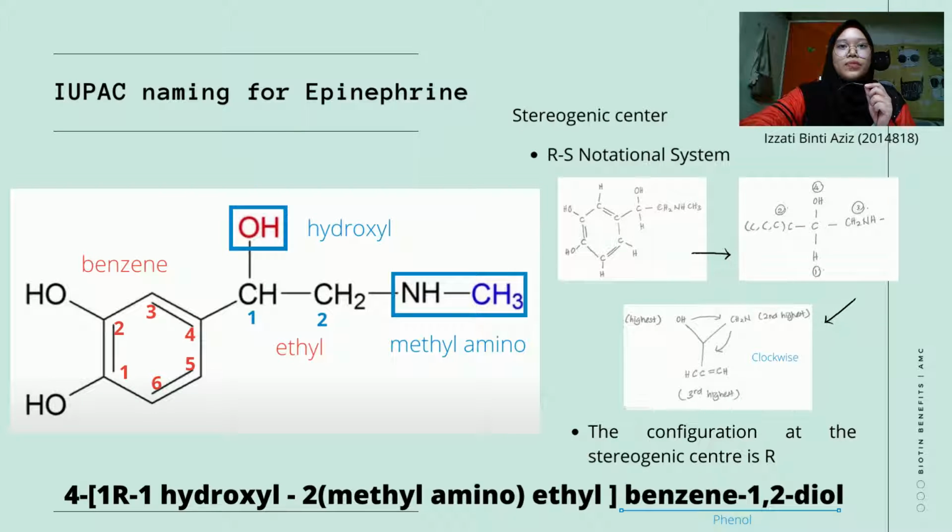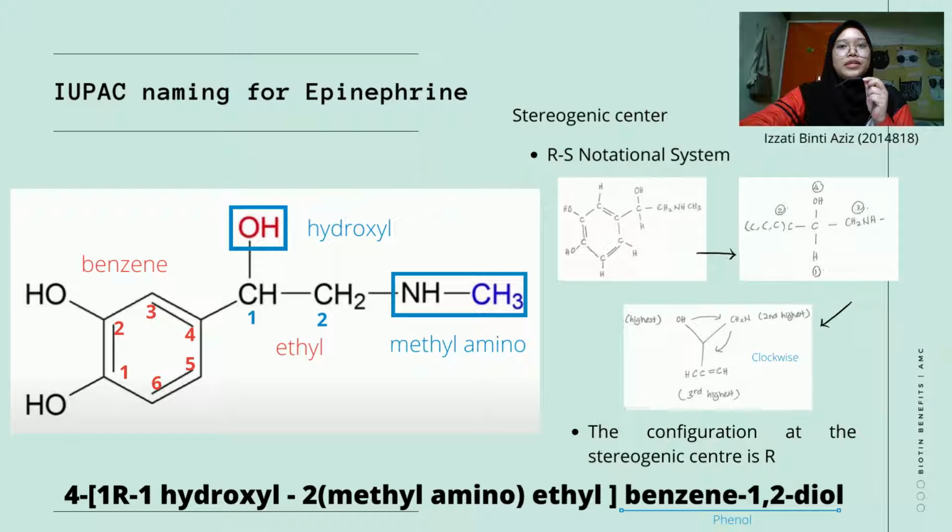Now let's do the IUPAC naming for epinephrine. First, identify the parent chain, which in this case is the benzene. Then number the benzene ring 1, 2, 3, 4, 5, and 6. Now we can know the parent chain is 4-benzene, 1,2-diol. 4 indicates the position, and 1,2-diol indicates the OH groups. Benzene 1,2-diol can also be replaced with phenol.